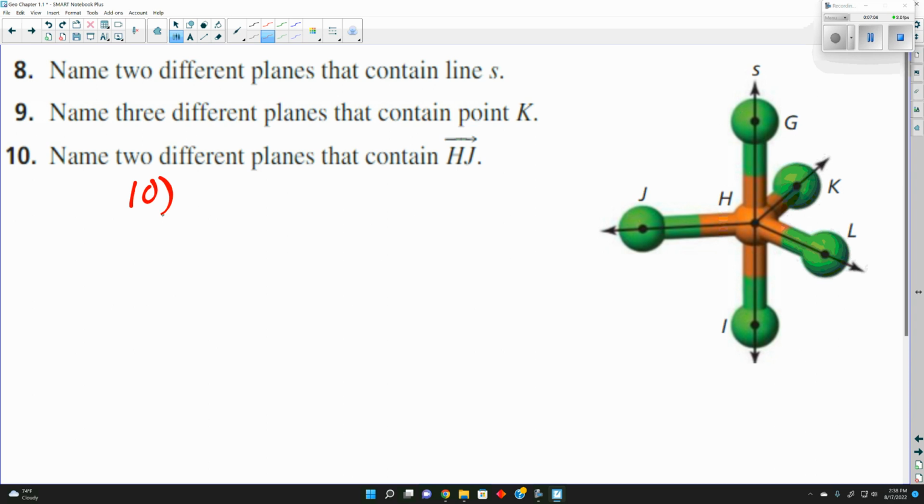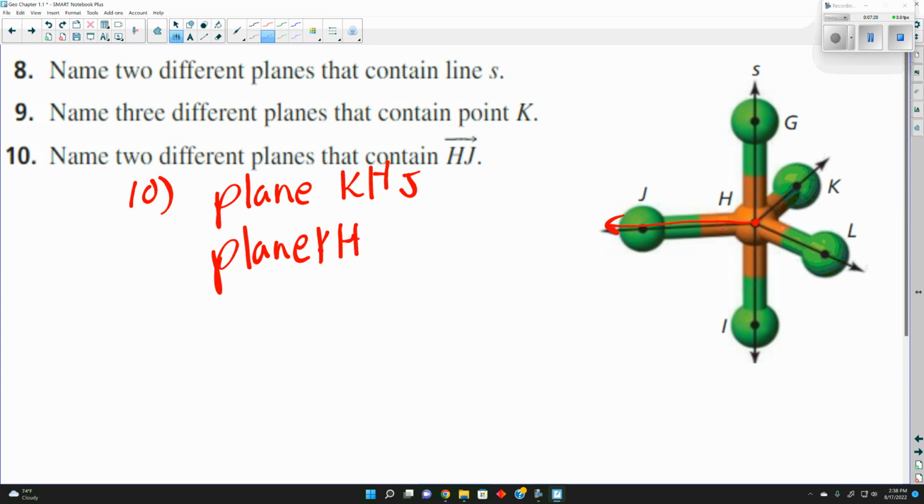Name 2 different planes that contain ray HJ. Plane KHJ, yes? Or HKI? Yeah. Yes. Or GHK, or GKH, or HGK.